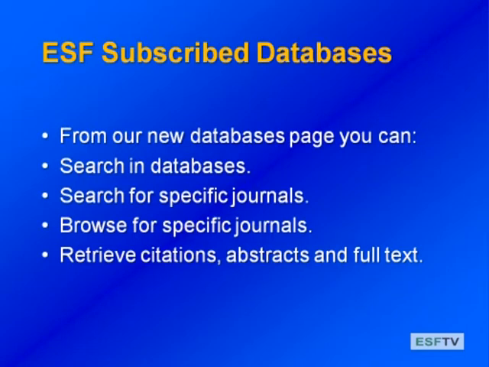These are some of the features from our new interface. So from our new databases page, you can search in a particular database, search for specific journals, browse for specific journals, and you can retrieve citations, abstract, and the full text. Let's go ahead and take a look at what this interface looks like live. We're going to go ahead and go onto the internet and actually look at the Moon Library homepage and go into our new e-journal database interface.